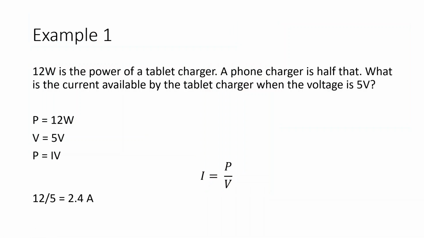Let's have a look at this example. So example 1, you've got 12 watts is the power of a tablet charger. A phone charger is half of that. What is the current available by the tablet charger when the voltage is 5 volts? Let's label the quantities. So we have power equals 12 watts. You've got voltage as 5 volts. Using the equation P equals IV, rearrange for I, you get power divided by voltage. So you get 12 divided by 5, that gives you 2.4 amps.